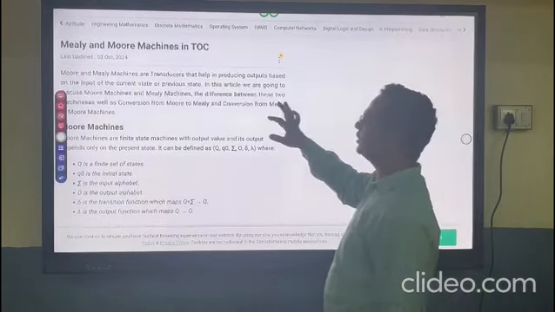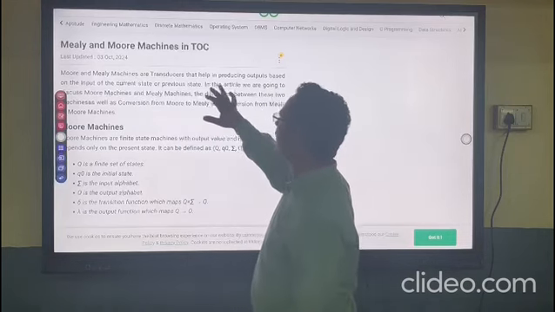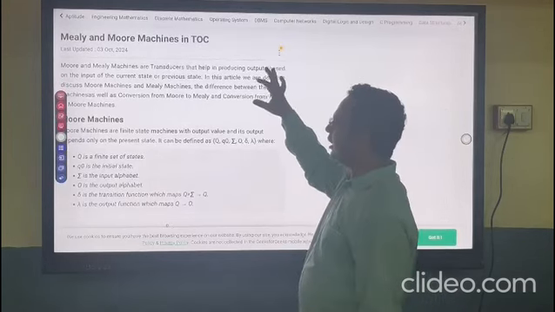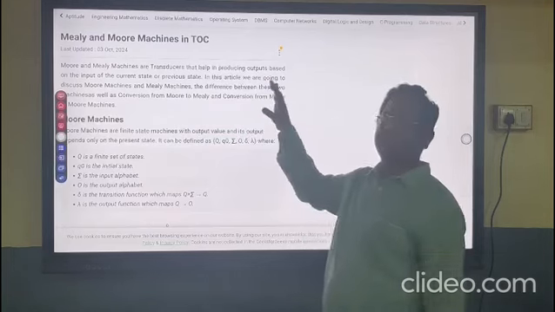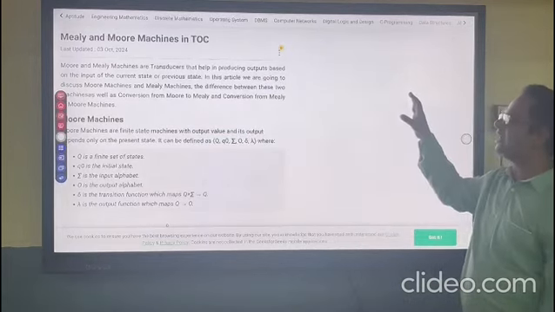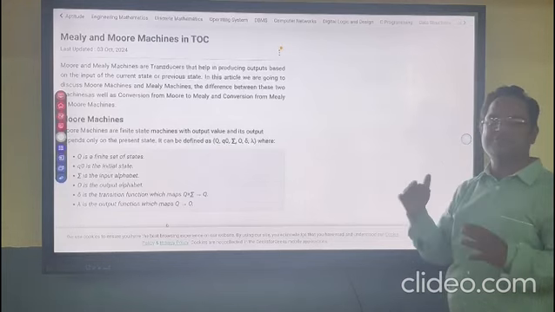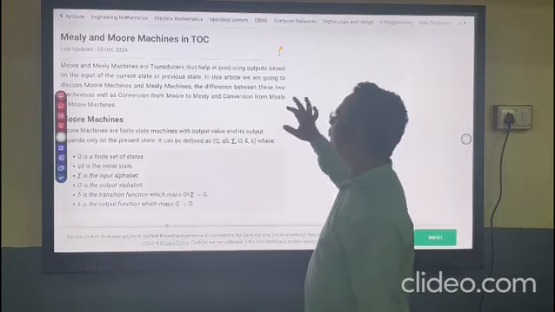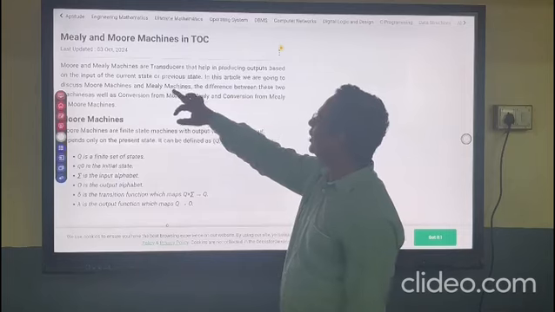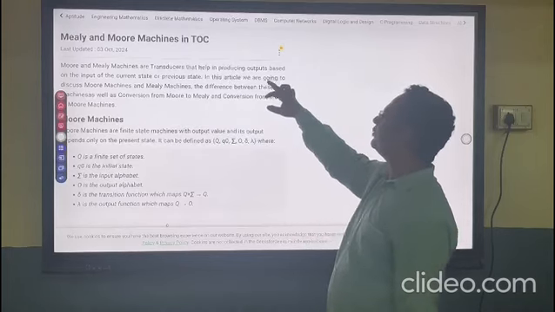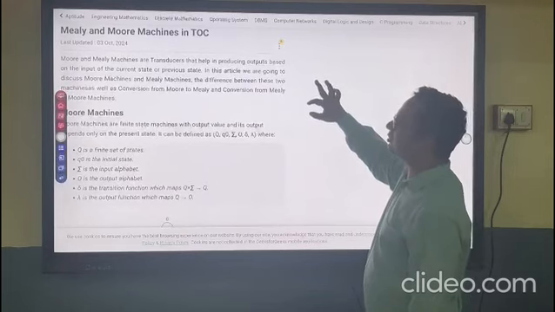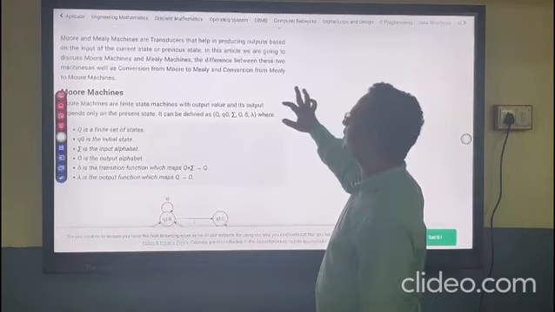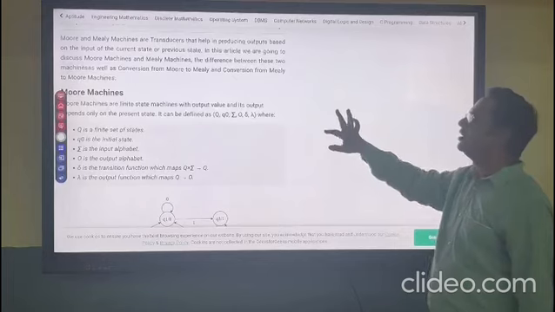Here we are looking at Moore and Mealy machines, which are transducers that help in producing output based on the input of the current state or previous state. As we studied in the previous PPT slides, in these machines the output depends on the current state and current input. So the Moore and Mealy machines are transducers that help in producing output based on the current state or previous state. In this article, we are going to discuss Moore and Mealy machines, as we are learning.